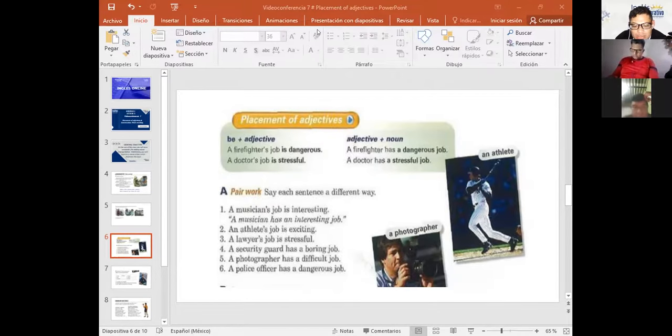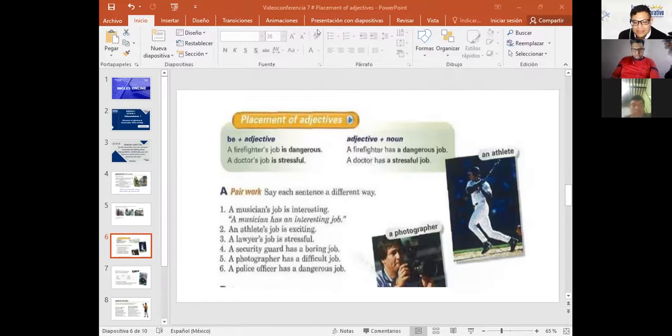Tenemos la siguiente. A doctor's job is stressful. El trabajo de un doctor es estresante. A doctor's job is stressful. A teacher's job is interesting. A teacher's job is interesting.